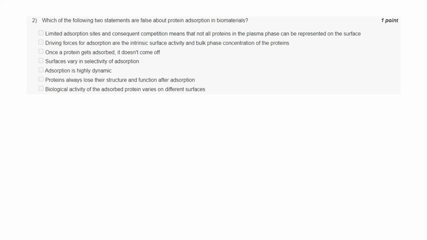Limited absorption sites and consequent competition means that not all proteins in the plasma phase can be represented on the surface. Driving forces for absorption are intrinsic surface activity and bulk phase concentration of the proteins. Once a protein gets absorbed, it doesn't come off. Surfaces vary in selectivity of adsorption. Adsorption is highly dynamic. Proteins always lose their structure and function after adsorption. Biological activity of the adsorbed protein varies on different surfaces. So we have to choose false statements.